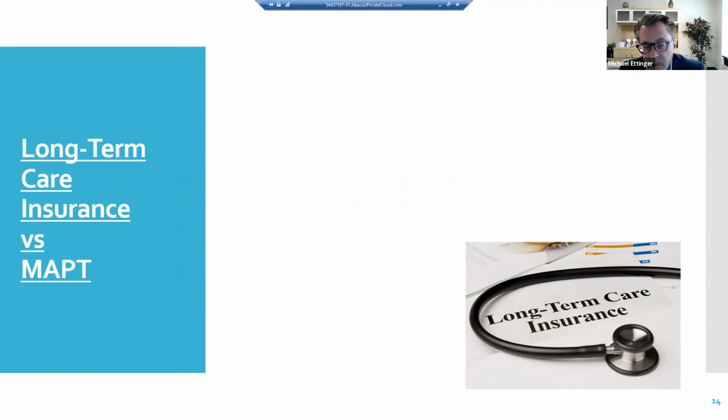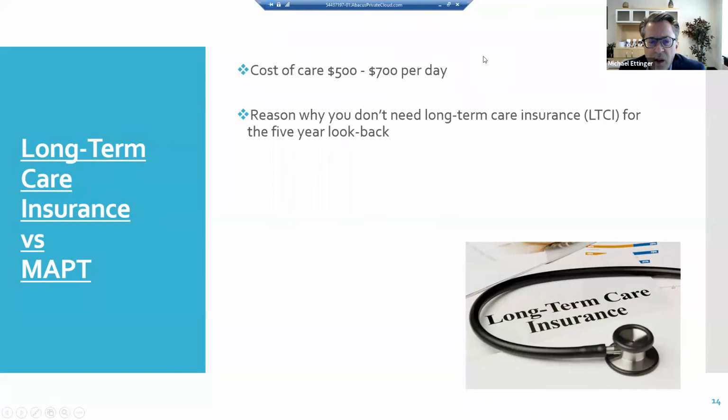What about long-term care insurance versus the Medicaid Asset Protection Trust? Cost of care today, maybe between $500 and $700 a day on average. So we'll say 15 to 21,000 a month. Now, if you set up an MAPT, it's not likely you're going to need long-term care insurance for the 5-year look back because you're not likely to need care within the 5 years.